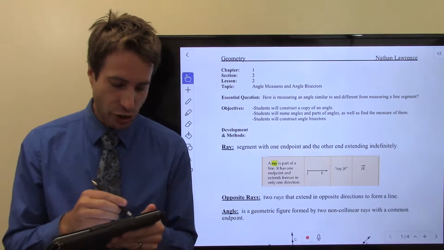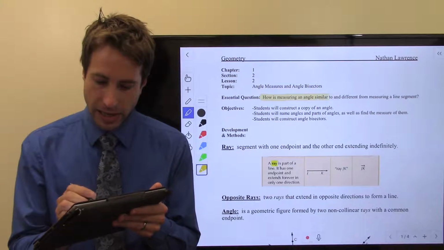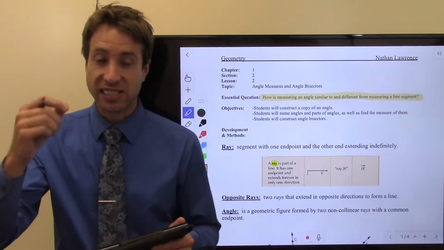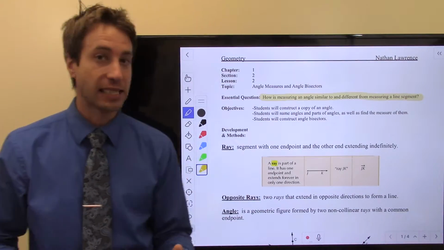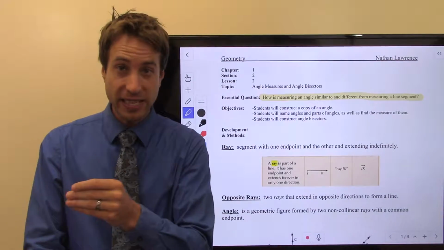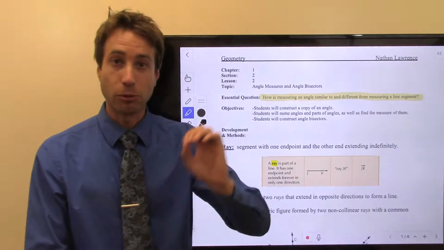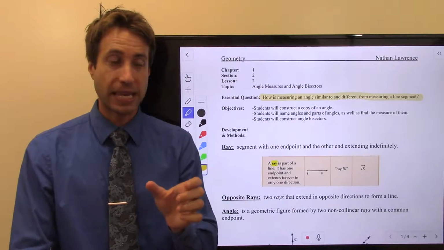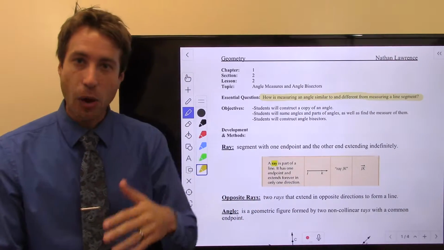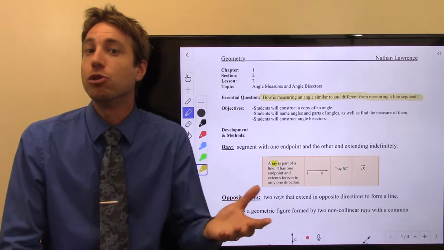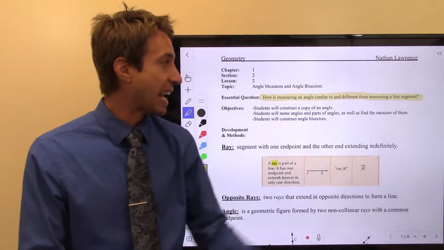And our essential question in this one is going to be, let me grab my highlighter, how is measuring an angle similar to and different from measuring a line segment? So if you remember the previous section, the section right before this one, we talked about being able to draw, being able to create and measure a line segment. Now our essential question is, well, how do you do that for an angle? And how would that be similar to and different from a line segment?